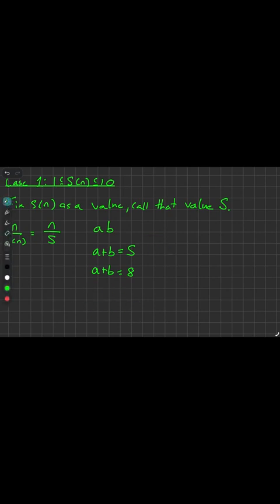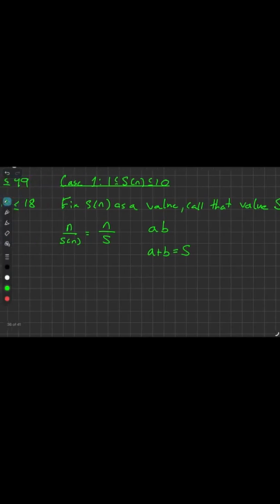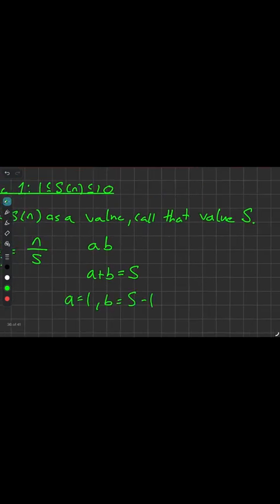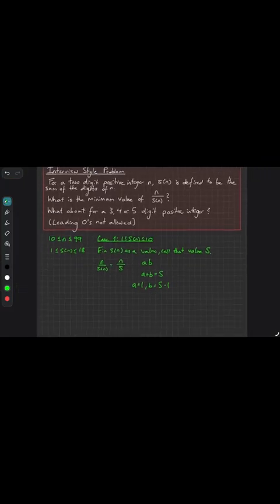Okay. So, in general then, if a plus b equals s, then the smallest two-digit number, which is going to have digit sum equal to s, is going to occur when a is equal to 1, and b is equal to s minus 1, right? Because a plus b has to equal s, and we want to make a as small as possible. So the smallest value we can make a, because we can't make it 0, because we're not allowed to have leading zeros, is 1. And so therefore the largest value of b would be s minus 1 to make a plus b equal s.